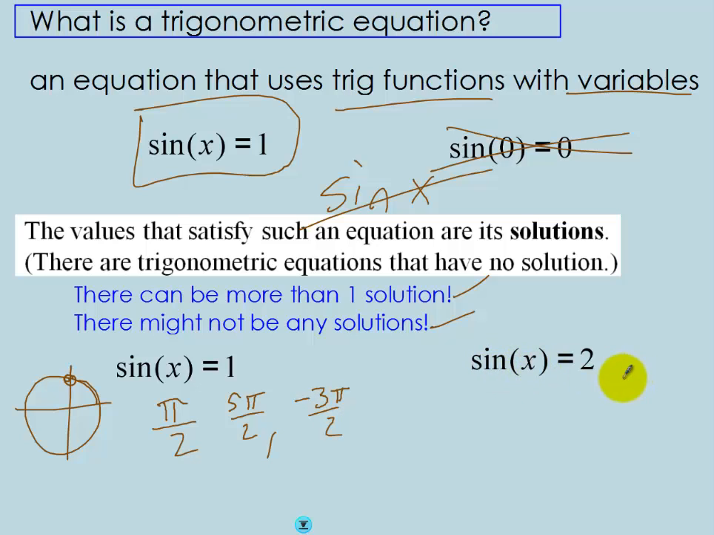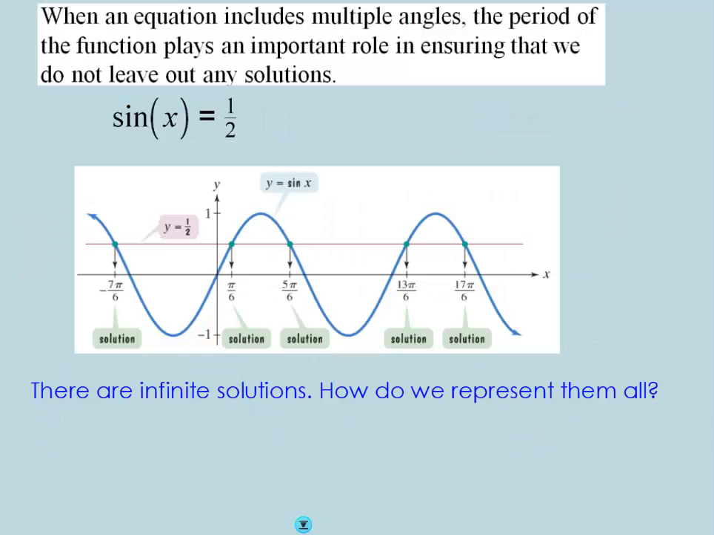Now, what if you tried sine of x equals 2? Well, on a unit circle, it's only going to go out 1 at most. This has no solutions. It will never equal 2 because the range of the values is from -1 to +1. So 2 is too high.